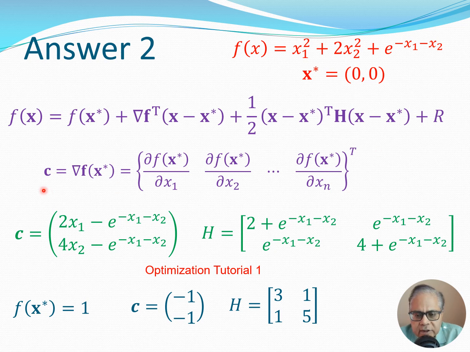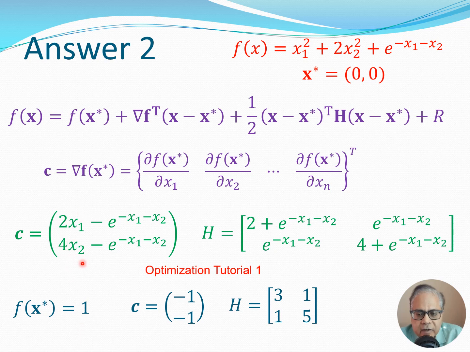Now you remember that c, the gradient, is written in this manner here. Essentially it consists of partial derivatives of the function. In my previous tutorial 1 on optimization, we calculated the c and H values for this particular function. So I write the c and H values in green, and then I substitute the value of x star, which I have selected as (0, 0) because that makes life simple. Of course you know that the function value at (0, 0) is going to become 0 plus e to the power minus 0, and e to the power 0 is simply 1. So the function value is 1.